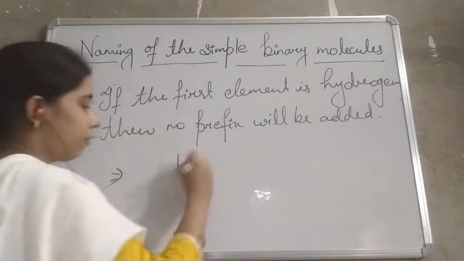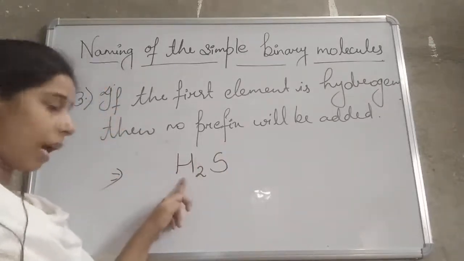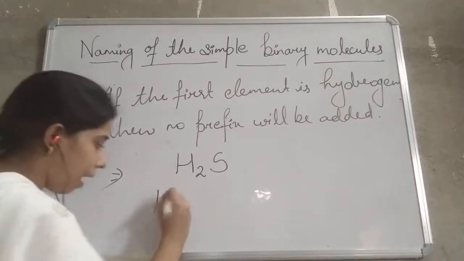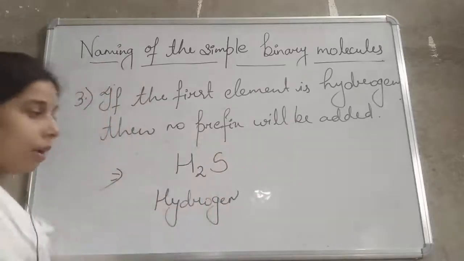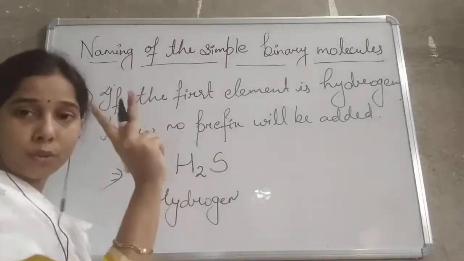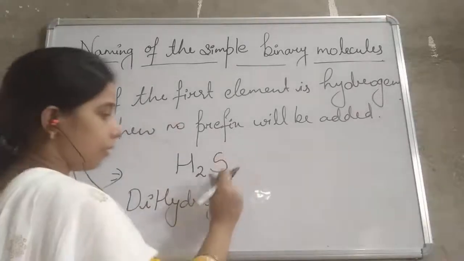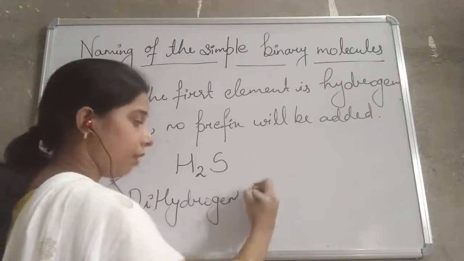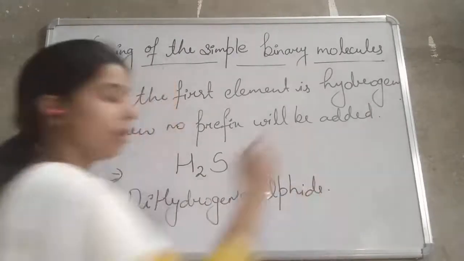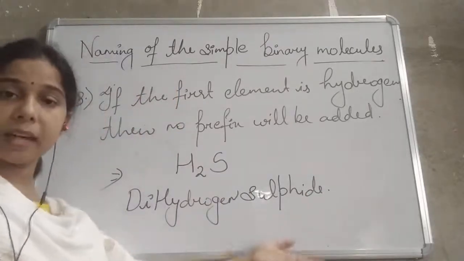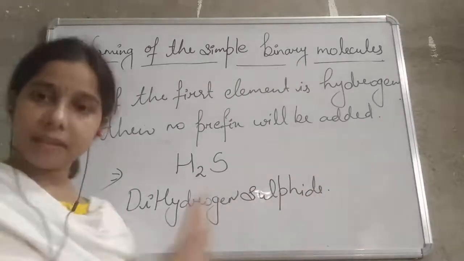Now, you see here, for example, H2S. Hydrogen is there, so we will write here hydrogen. The number of hydrogen atoms is 2, so we should write here dihydrogen. And this is sulfur, so instead of sulfur, what will we write here? Sulfide, right? It is the more electronegative second element, so we will mention the ide there. So, dihydrogen sulfide. Is it correct?